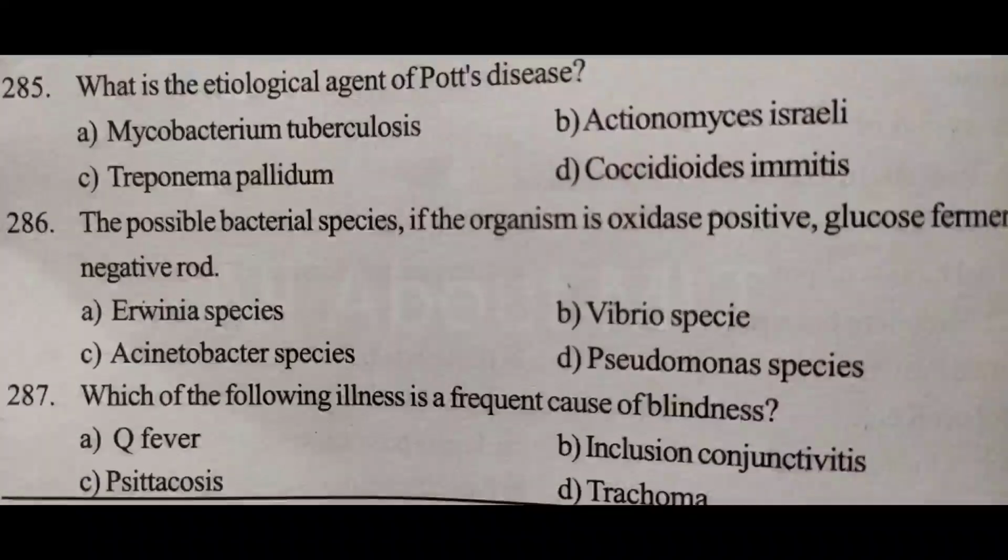The possible bacterial species if the organism is oxidase positive, glucose fermenting, gram negative rod. Option A, Erwinia species. Option B, Vibrio species. Option C, Acinetobacter species. Option D, Pseudomonas species. Answer is option B, Vibrio species.